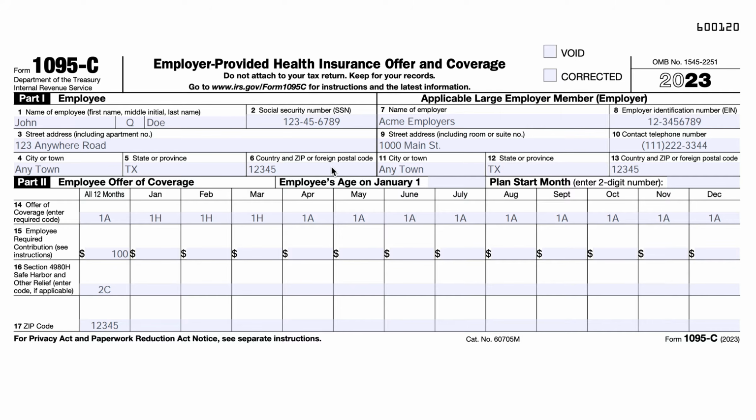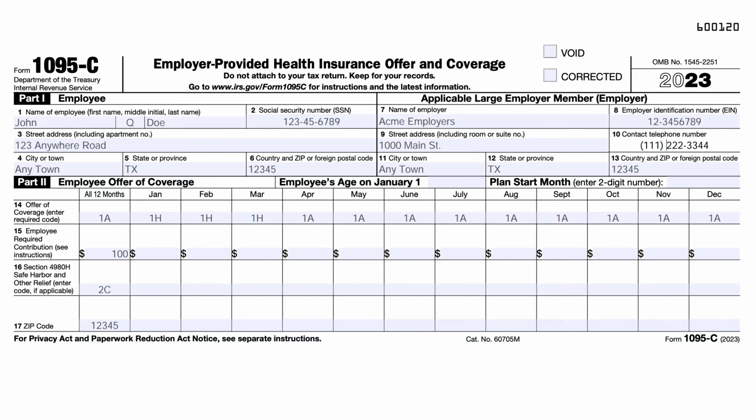On the right-hand side, we have the name of his employer, which is Acme Employers, their employer identification number, followed by their address, street address, city, state, and zip code. The primary thing here to pay attention to is this contact telephone number. According to the IRS form instructions, this should be a good contact phone number for an individual to reach within the company if they're having problems with their 1095-C.